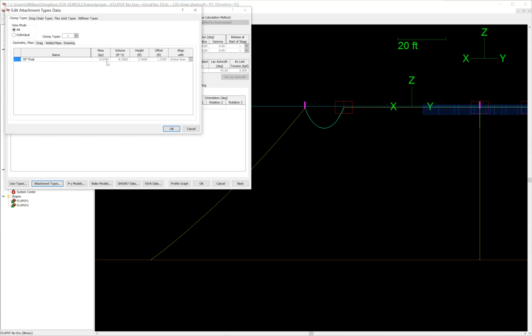Its geometry, it's got a mass of 0.079 kips or 79 pounds and a volume of 8.1 cubic feet and a height of 2.5, representing its 30-inch diameter. So as it wants to float above the water or below the water, its varying depths or amount of submergence will be changing its buoyancy. When fully submerged, the full height's submerged, and in this picture, it's mostly emerged. It's offset from the line 1.25 feet to represent the mooring line attaching at the bottom.